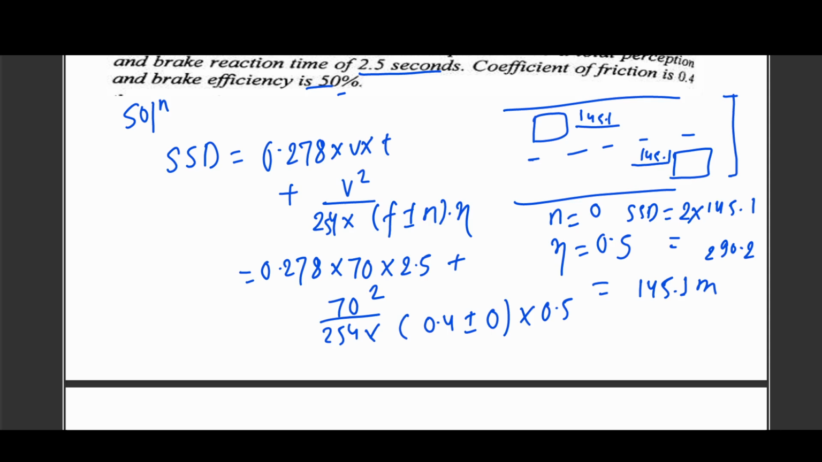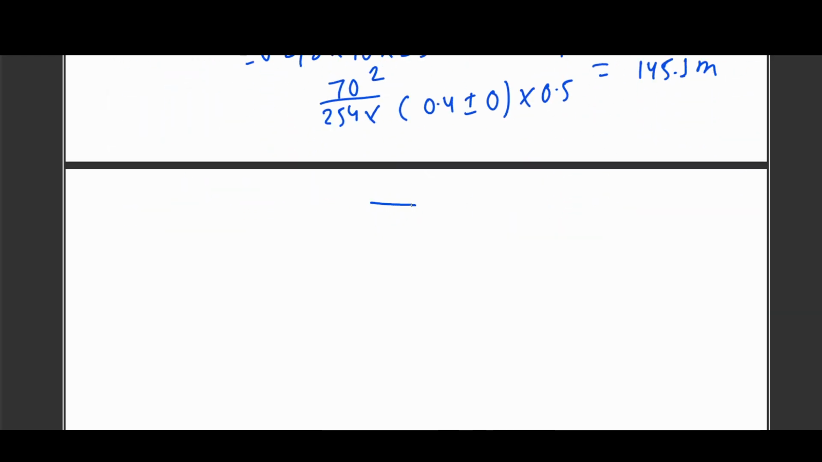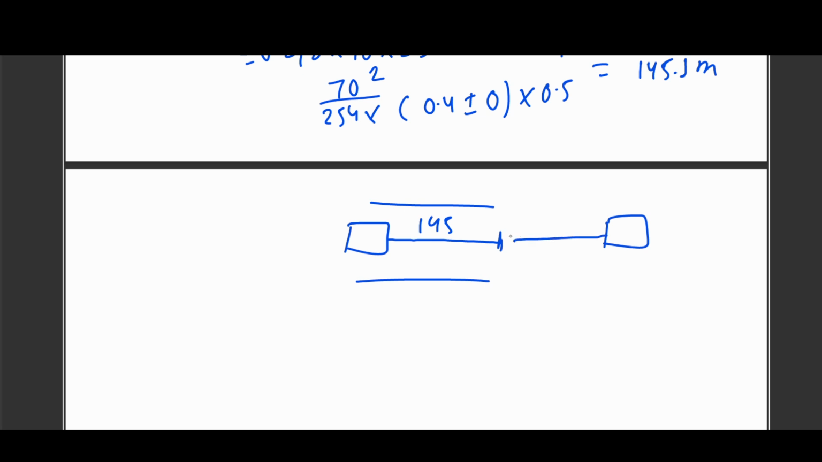I think this is in two lane, but the question is saying the collision of the bus approaching from the opposite direction. So I think this would be like this. The vehicle will be approaching from here and another vehicle will be approaching from here. So the total distance, I'll be covering 145 right here, and the other vehicle will be covering 145 right here. So our stopping sight distance is 2 times 145.